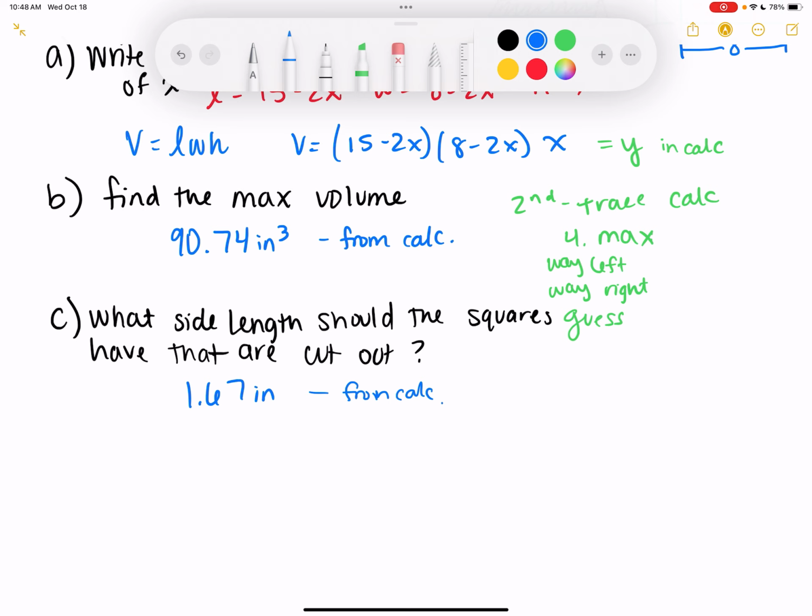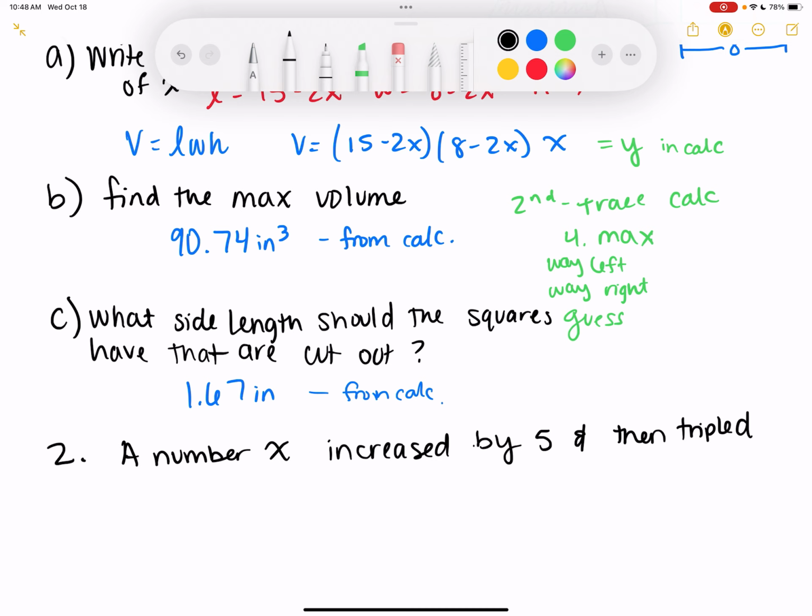All right, let's look at a couple problems. These are just going to be setup problems out of the book, and then we'll pause there and do the actual word problems tomorrow. That will be the plan. So number 2. These say, write a mathematical expression for the quantity described verbally. So 2 says a number x increased by 5 and then tripled. And all I want is an equation.